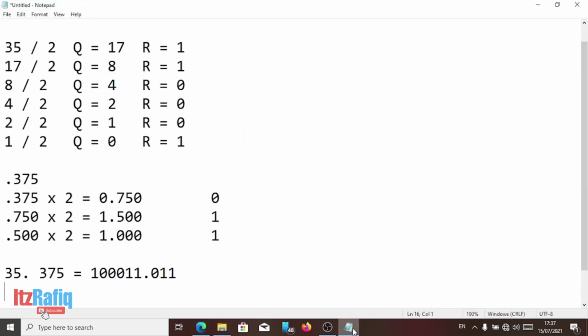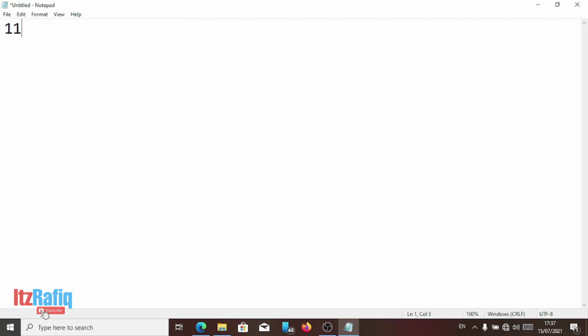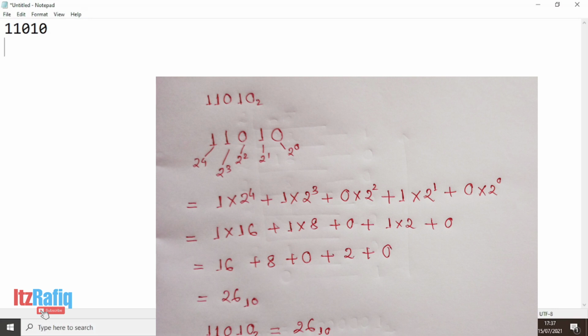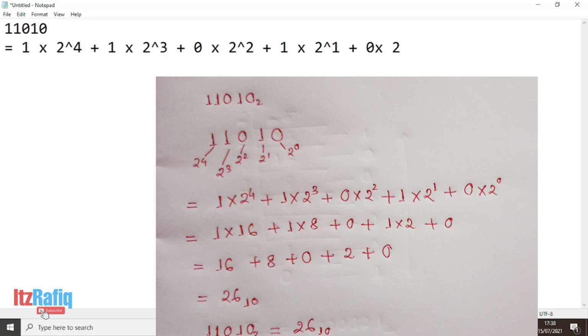Now let's have some other example. Suppose I have the number 11010. I have to convert this into decimal. First I will put the index numbers. First one will be 0, then 1, 2, 3, 4. So I will write 1 into 2 power 4, this is the exponent, also known as the power, plus 1 into 2 power 3, plus 0 into 2 power 2, plus 1 into 2 power 1, plus 0 into 2 power 0.